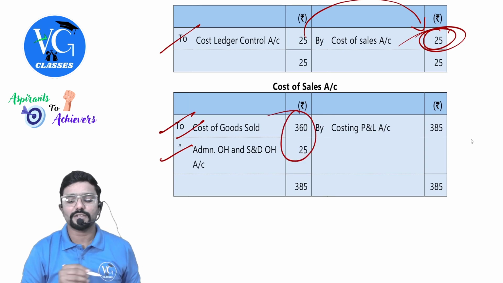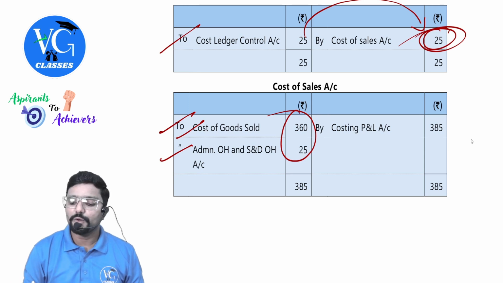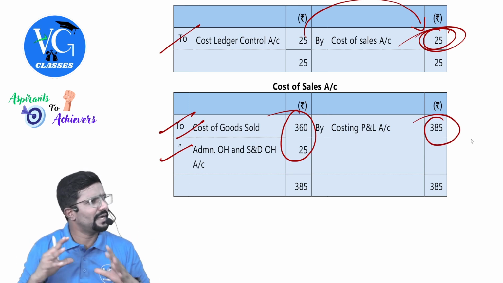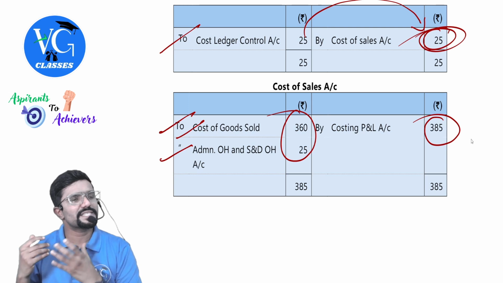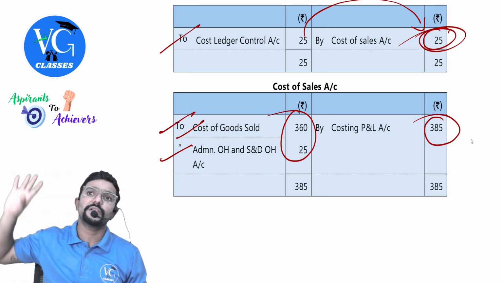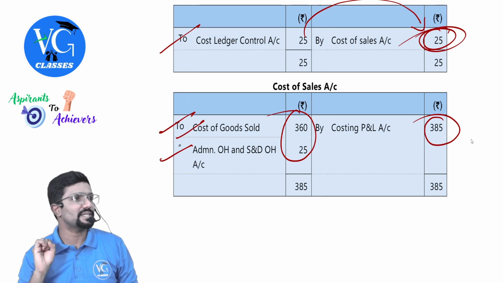Now, what is actually cost of sales? 360 plus 25. They have transferred it to costing P&L account. See, normally I will maintain it in sales account. I will transfer it to sales account, but here they are straight away transferring it to costing P&L account. That means they will record sales where? In costing P&L account. If you guys remember, I had mentioned this, alternatively, we can do this.